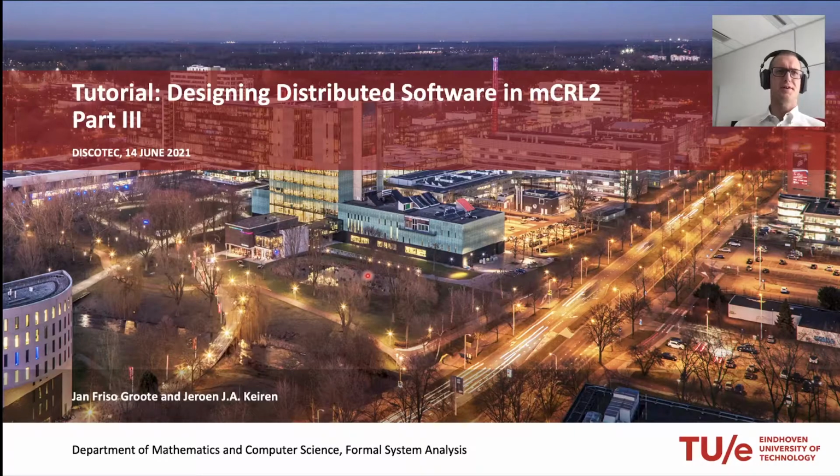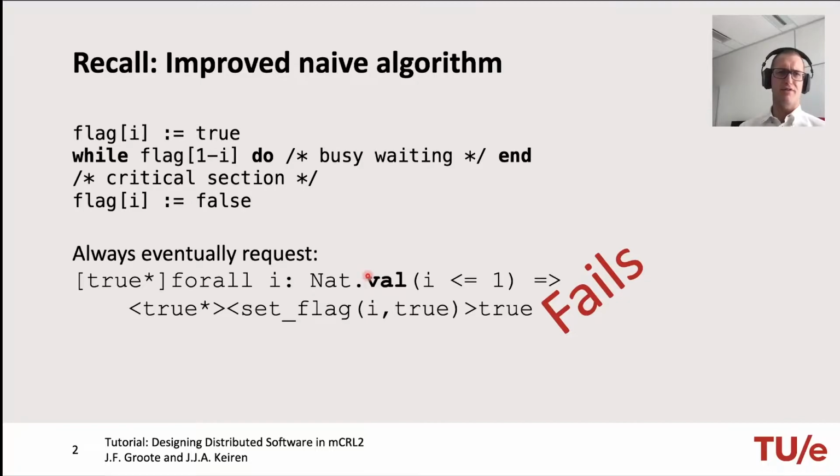Welcome to this last part of the tutorial on designing distributed software in mCRL2. We previously saw how we can model processes in mCRL2 using process algebra and data, and how we can express properties using the modal mu calculus. And in fact, we ended our previous part with the observation that this naive mutual exclusion algorithm satisfies mutual exclusion, but it's not the case that every process can always eventually request access to its critical section.